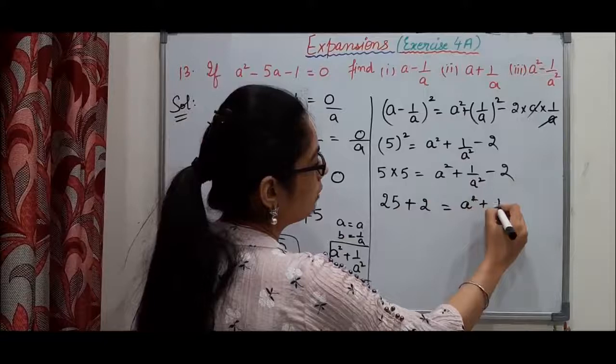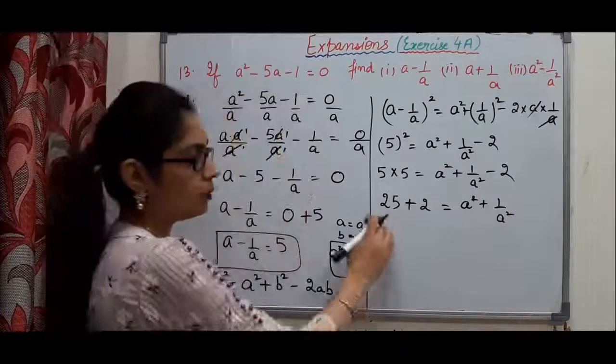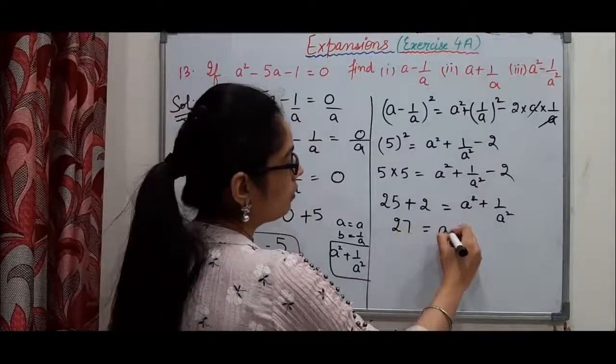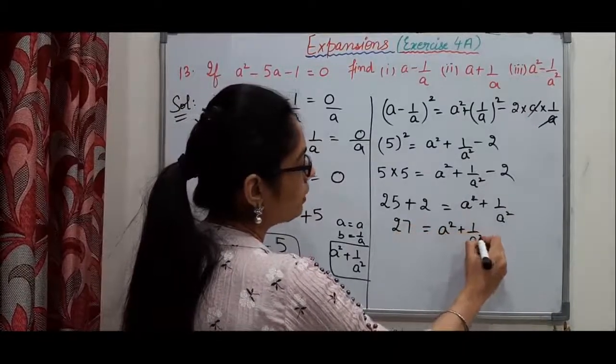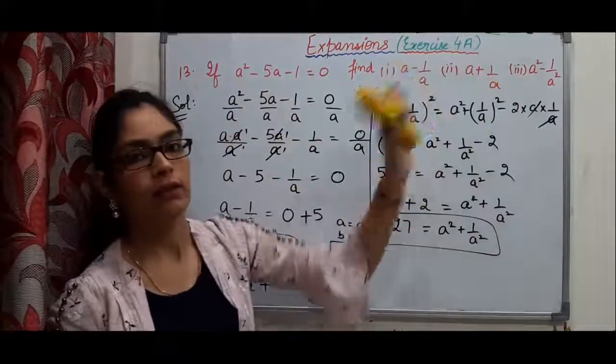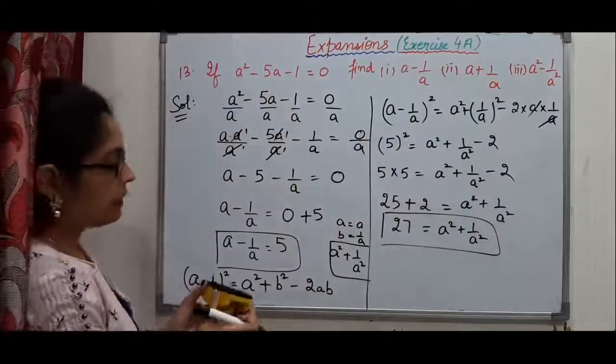a square plus 1 by a square. So 25 plus 2 is 27. So a square plus 1 by a square is 27. So now we have got this value, we can find this one, a plus 1 by a whole square.